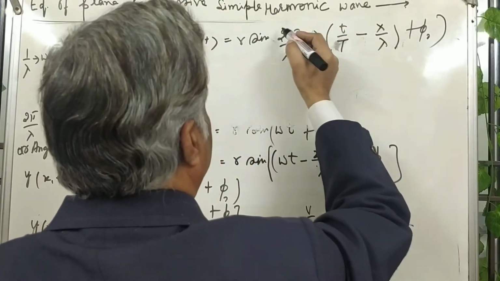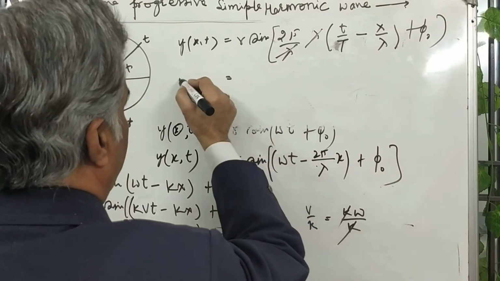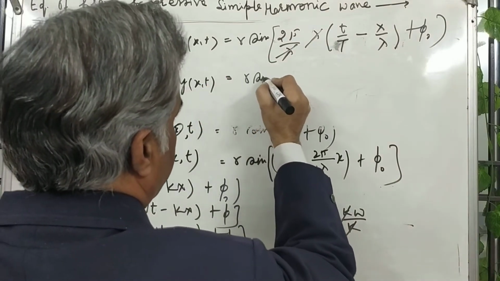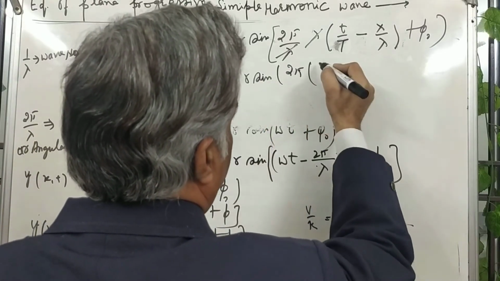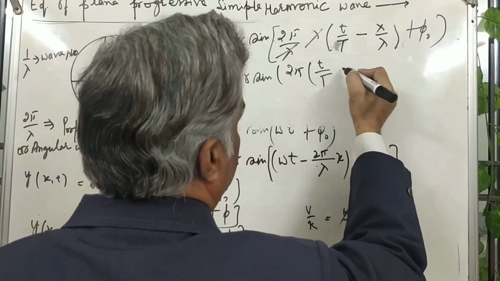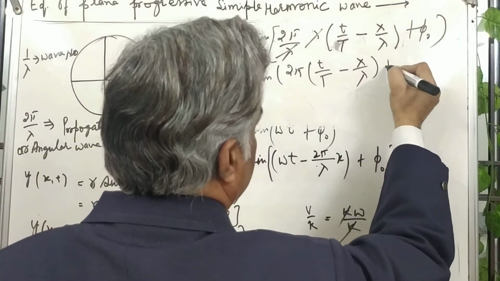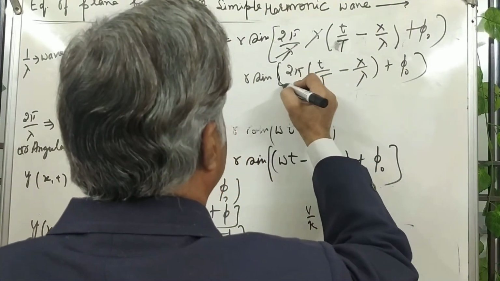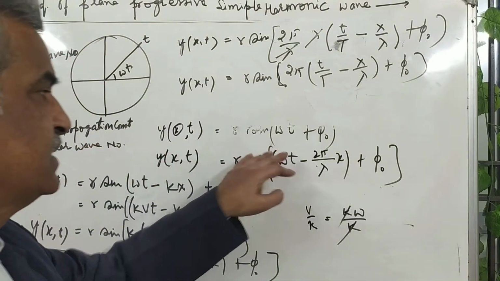And lambda cancels, so y(x,t) equals r sine of 2 pi times t upon T minus x upon lambda plus phi naught. This is the main equation.